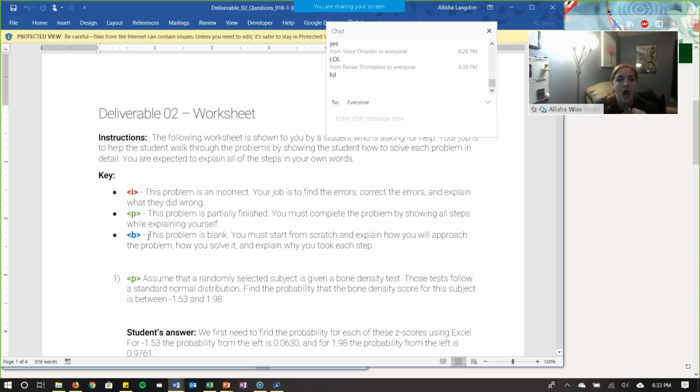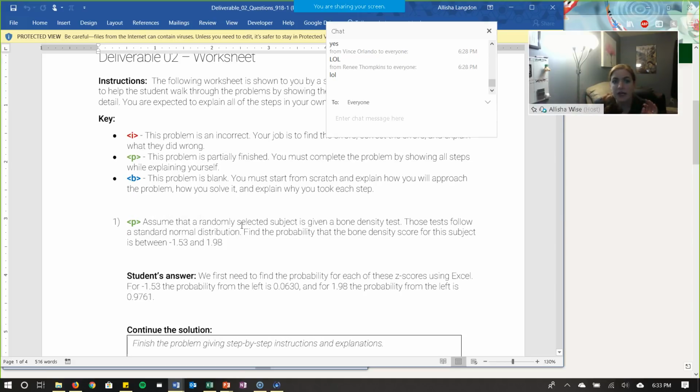Okay, so number 1: assume that a randomly selected subject is given a bone density test. Those tests follow a standard normal distribution. So hint, hint, you know it's standard normal. Think about what you know when you talk about standard. Find the probability that the bone density score for the subject is between negative 1.53 and 1.98.